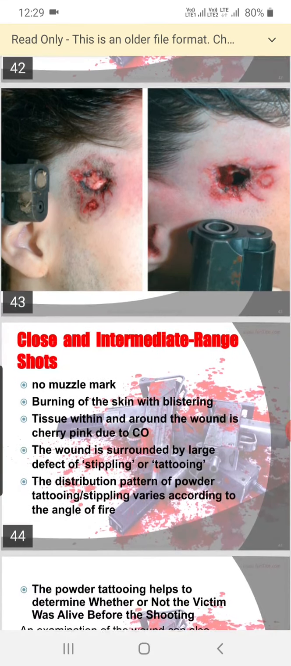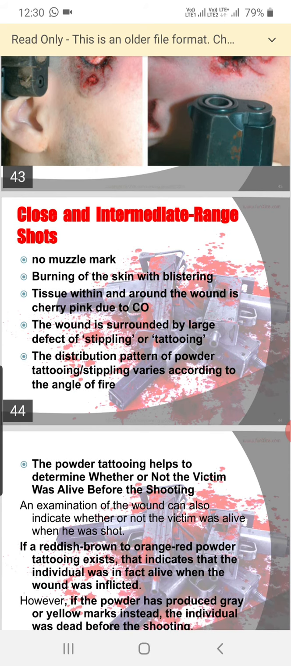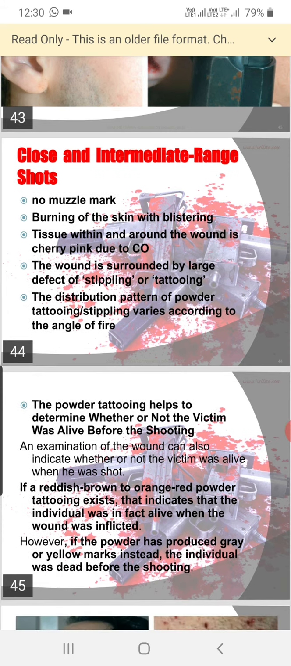Now close and intermediate one. Okay, so there will be no muzzle mark. The burning of the skin with blistering may be present. Tissue within and around the wound is cherry red pink due to CO. The wound is surrounded by a large zone of stippling or tattooing. Okay, the distribution pattern of powder tattooing varies according to the angle of fire. At whatever angle you are firing, the tattooing or stippling depends on that.